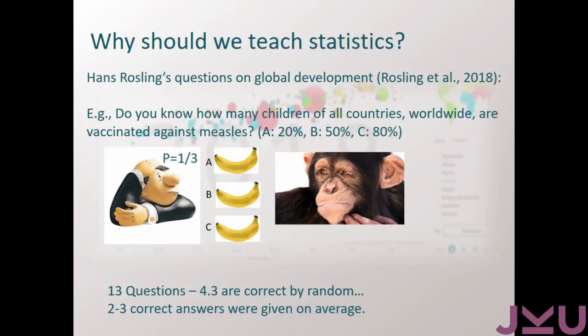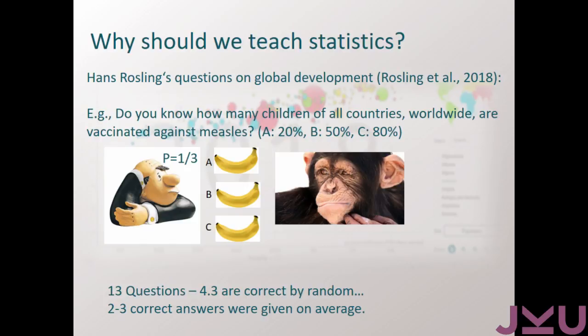The students and the professors and the doctors and all the people Hans Rosling was asking, they estimated around 19% right, so 19, 20, 21% right. So they were not even as smart as the apes. This is his example.